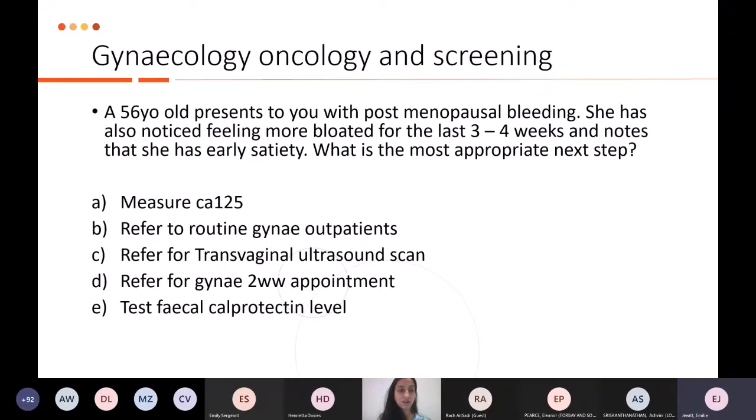So I think we're on the final stretch now. Just a little bit about gynaecology and screening. A 56-year-old woman presents to you with postmenopausal bleeding. She's been a little bit bloated, having some early satiety. What would you do next?